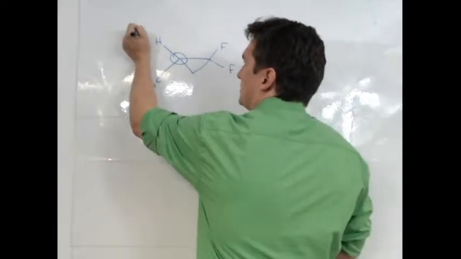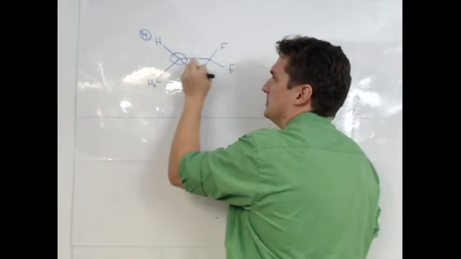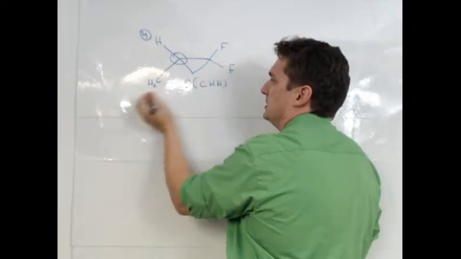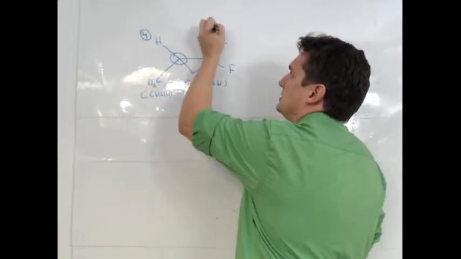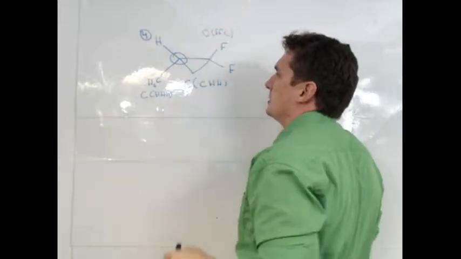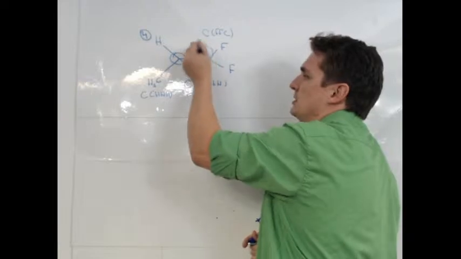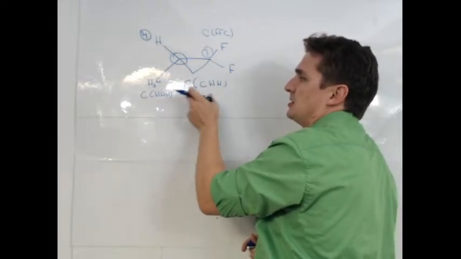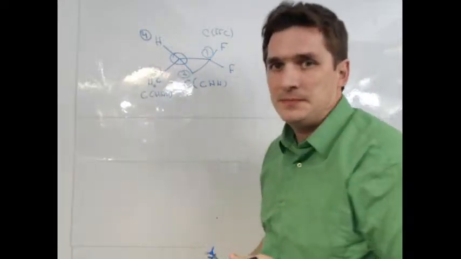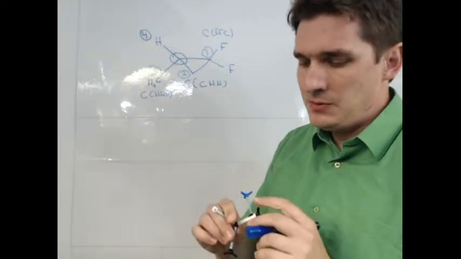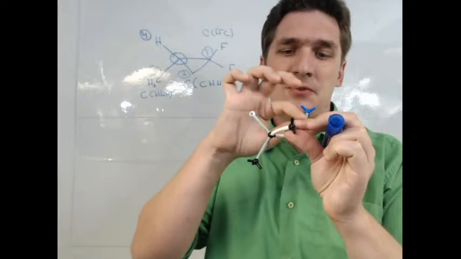Now let's start ranking the priorities. Hydrogen is our lowest priority at 4. Each of these is bound to a carbon: this carbon is bound to another carbon and 2 hydrogens. This carbon is bound to 3 hydrogens, and this carbon is bound to 2 fluorines and another carbon. So this is going to be our number 1 priority. We look at the first difference. This carbon outranks this carbon because the first difference is a carbon, not a hydrogen, so it's 2 and 3. So this is the third highest, hydrogen is the lowest priority, then second highest, first highest.